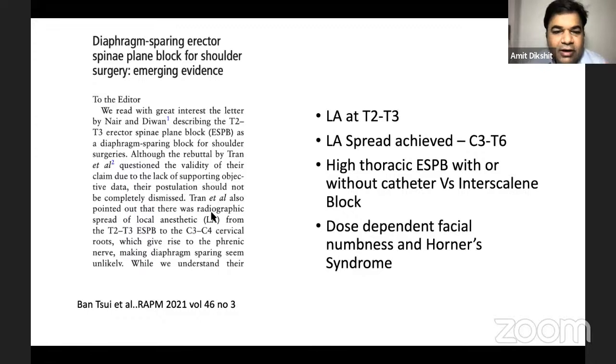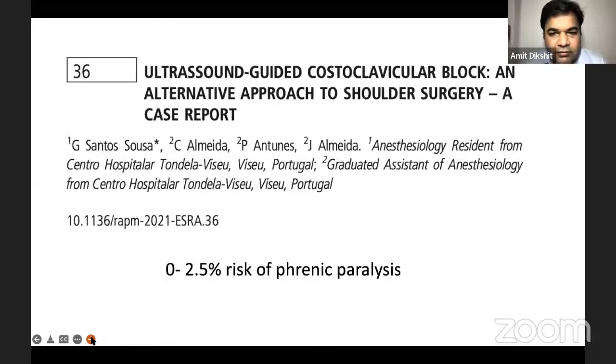If we use 20 and 25 ml, it will definitely cause cervical epidural. But this is a good strategy. When people have used this to its full extent, there was development of Horner's and facial numbness. So continuous catheter at high thoracic level should be done with.